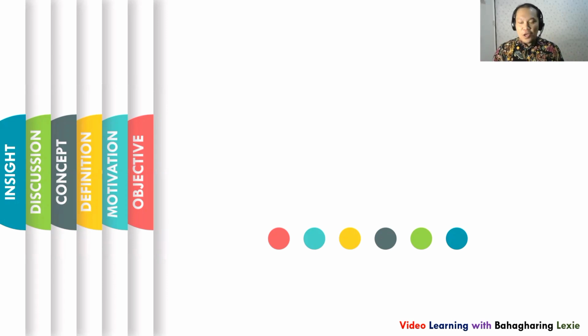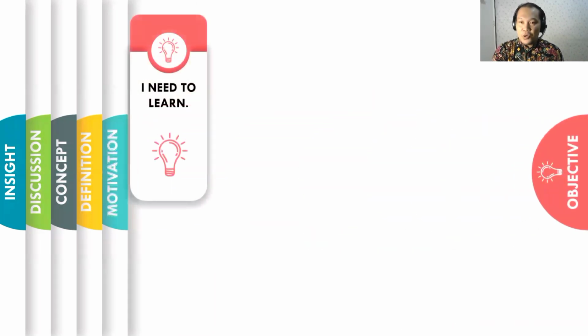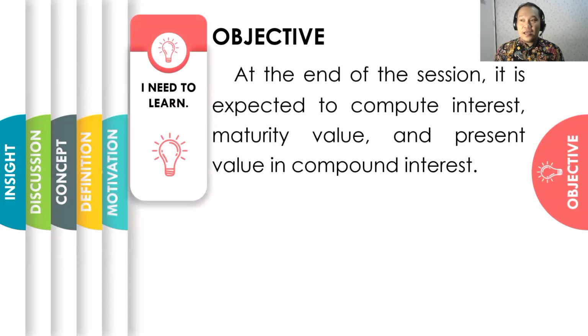And today, what we are going to discuss is all about compound interest. To be exact, we are going to find the interest, the maturity value or the final value, and the present value of the compound interest problem. And with this video learning, we are going to master the objective or the competency.